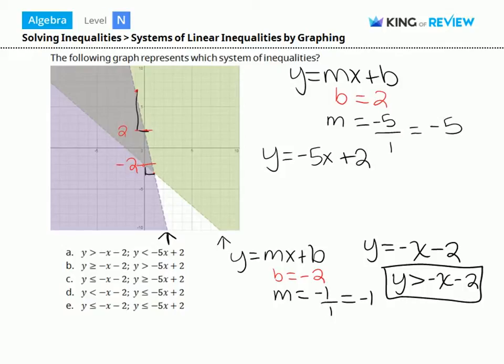And now, which inequality sign do we use? We see we have a dotted line, so it will either be greater than or less than. We see here that everything below the dotted line is shaded. Therefore, y is less than -5x plus 2. And this is the second inequality in our system. Letter A is correct.